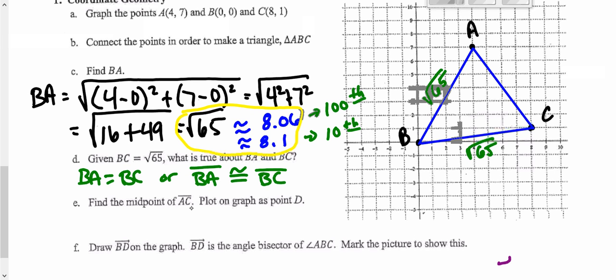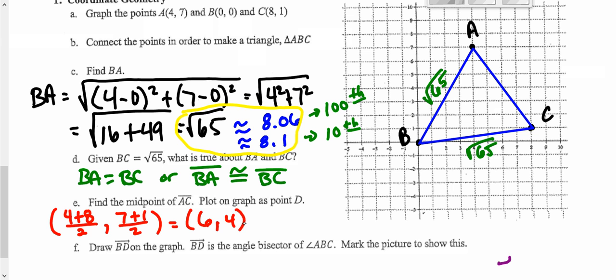Find the midpoint of segment AC. All right, let's go ahead and take our points here. Let's find that midpoint. So we'll have 4 plus 8 over 2, and we'll have 7 plus 1 over 2. That's going to give us a midpoint of 6 and 4. Let's go ahead and plot that. So to the right 6, up 4, and if we look at that, that looks great. Right there in the middle of A and C.